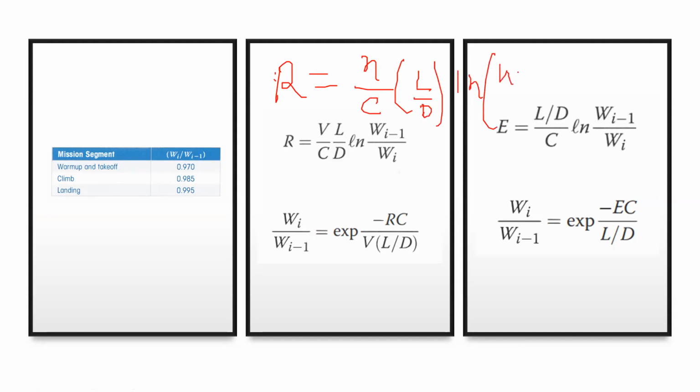Log W naught divided by W final, something like that. So you can use this expression, and you will have a propeller efficiency and SFC in terms of the power that your engine is producing, right? The piston engine that you have on board the aircraft. So this is the range formula for your propeller driven aircraft.